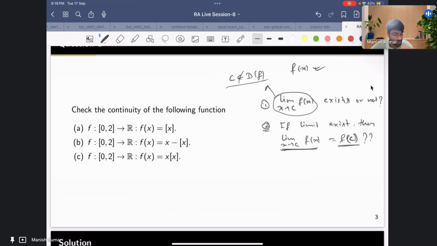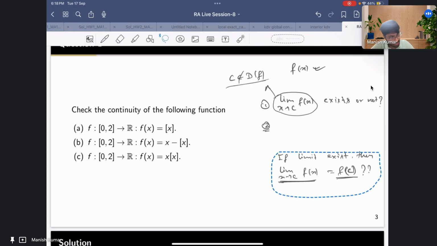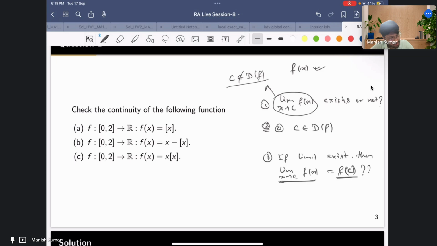But when you talk about continuity, you need to have this condition. So maybe I should write a and b. So the condition a is that c should belong to the domain of f. That is, f(c) makes sense or is well defined. That means f at c should be sensible. So f(c) is defined. This is the first condition.